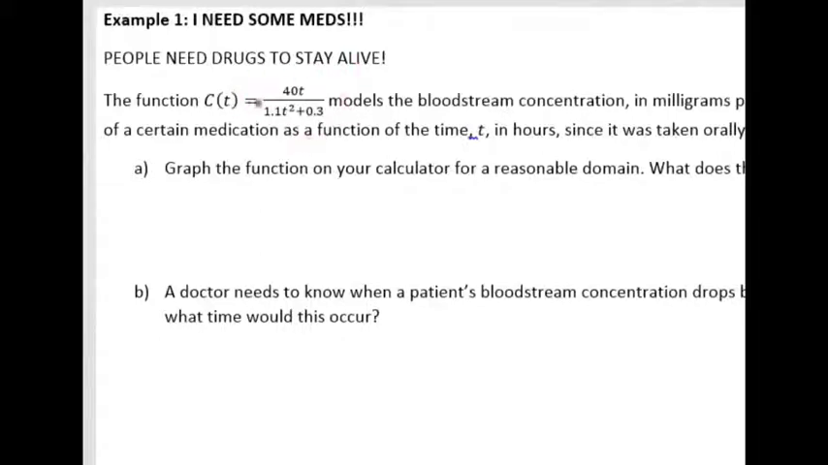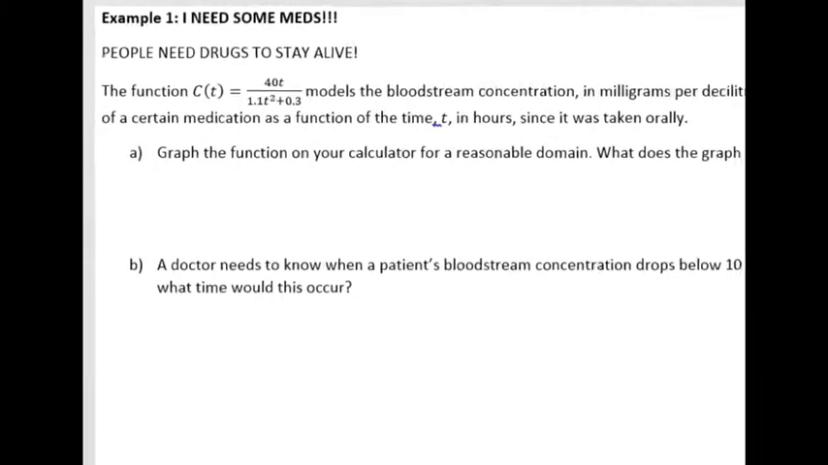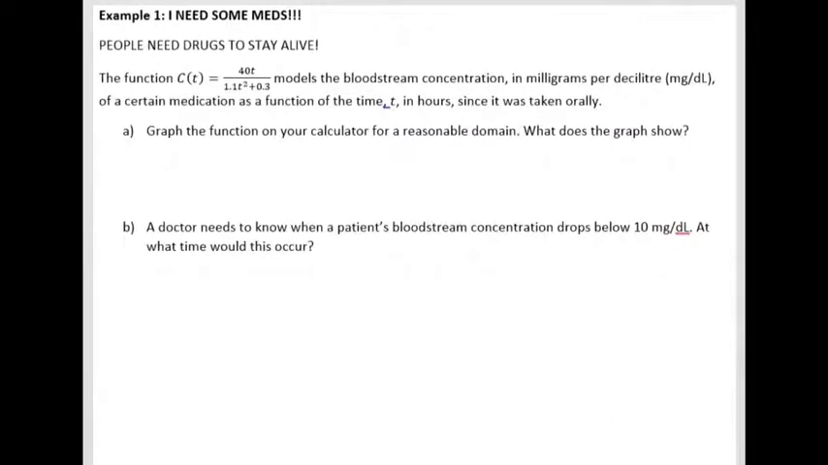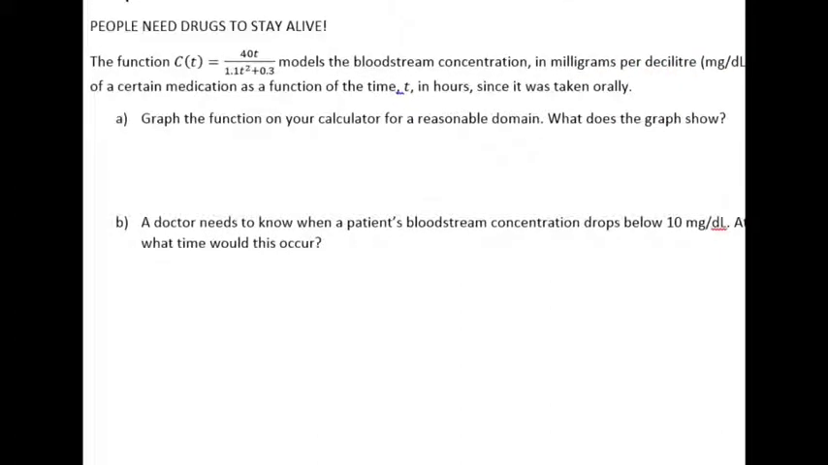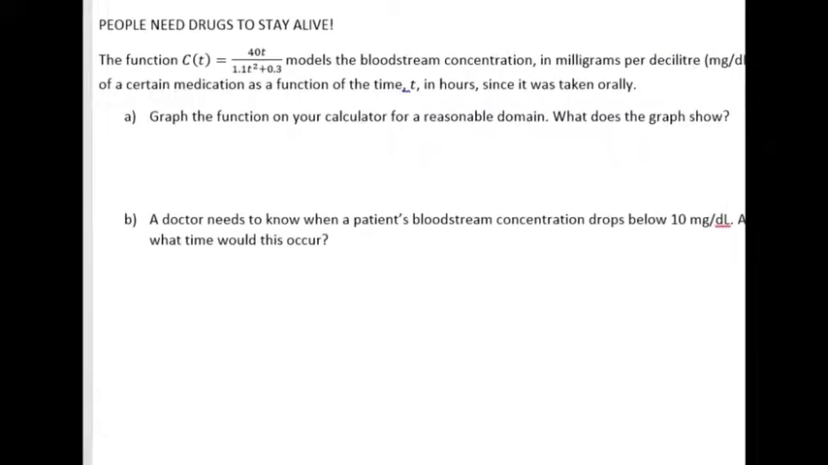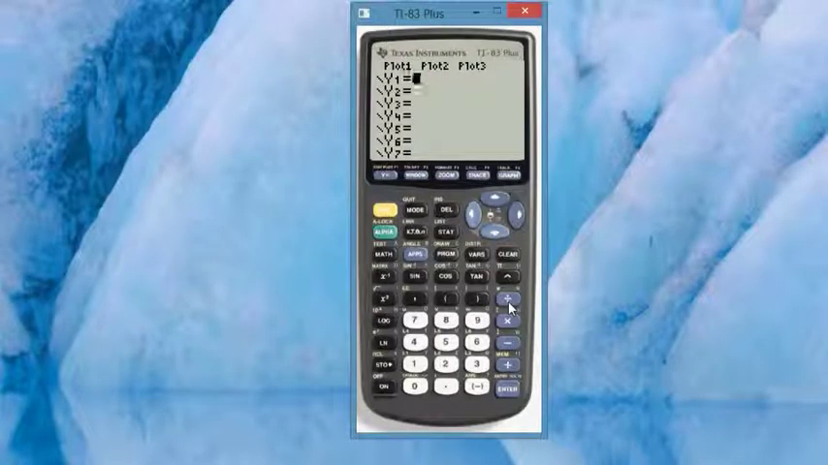But here's a rational function that also models a similar behavior for a special type of drug. So C of t equals this mess here, where t is the number of hours since the drug was taken, and C is the concentration of the drug. They use this unit, milligrams per deciliter, of a certain medication, and it's taken orally. So we're going to graph the function for a reasonable domain and try to interpret what the graph shows us. So let's graph it.